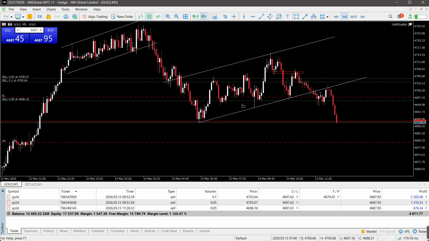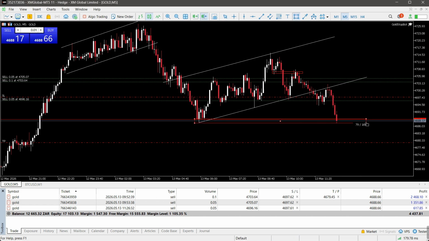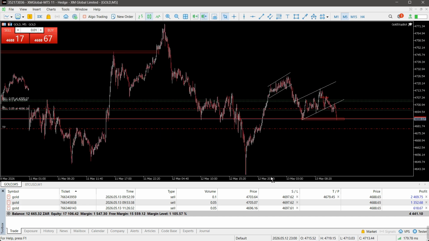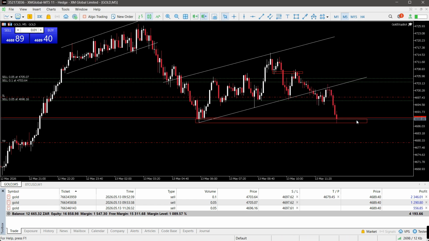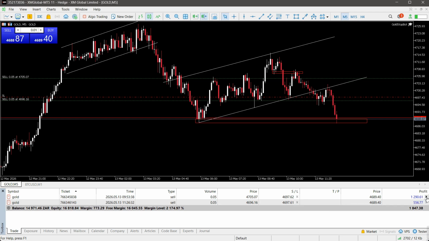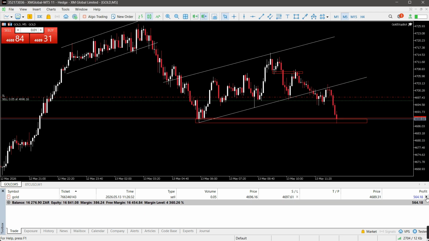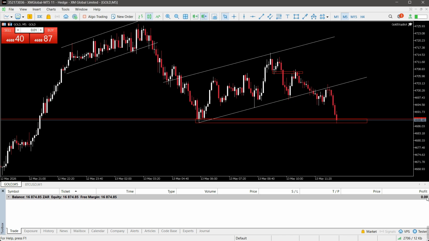This looks nice, guys. This looks amazing. And this is a support zone here. This is a potential support. Price might start to reverse from here, right? So we need to go ahead and close and take our profits right here. All right, taking our profits.